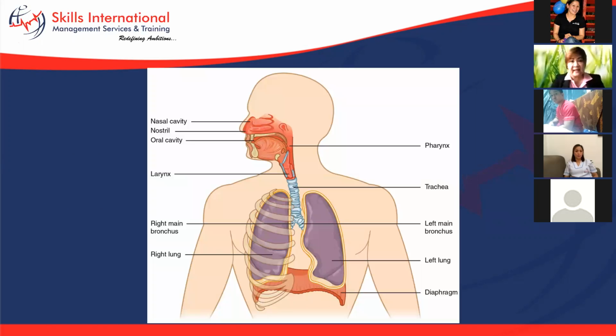This is the respiratory system. So we'll start with the nose, going to the pharynx, to the trachea, to the larynx, to meron tayong mga bronchus, meron tayong left and right lungs, at ang diaphragm natin. So this is the breathing respiratory system.